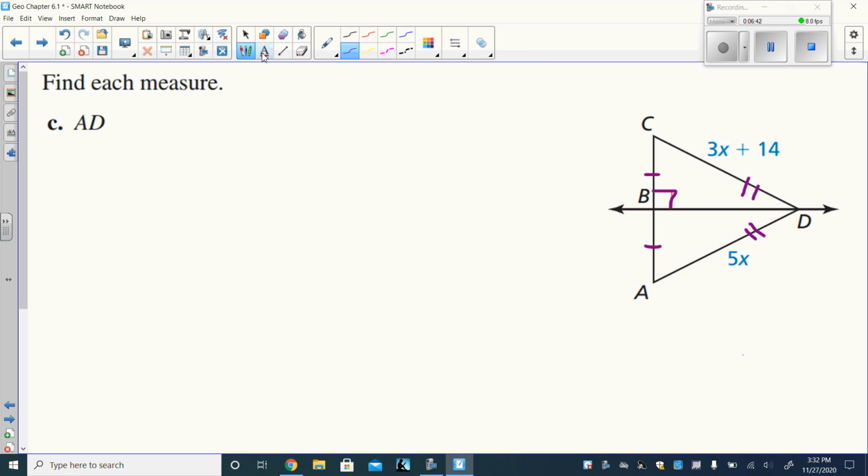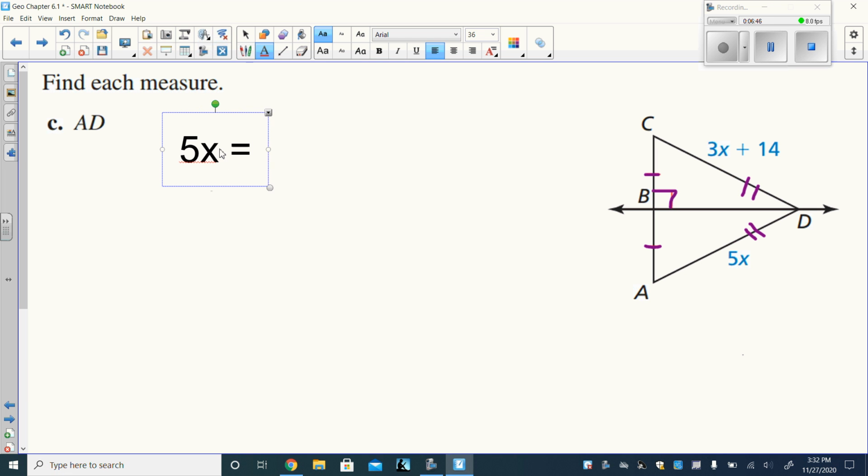But all I know for certain is that AD, which is 5x, is equal to our 3x plus, not 13, 14. Because this is all we know for sure so far. We know that these are equal. It doesn't tell us what the measure is, but I know that they're equal. Now this is helpful because if I can set these equal to each other, I can solve for the value of x. Once I find the value of x, I can plug it back into one of the sides to find the length I need.